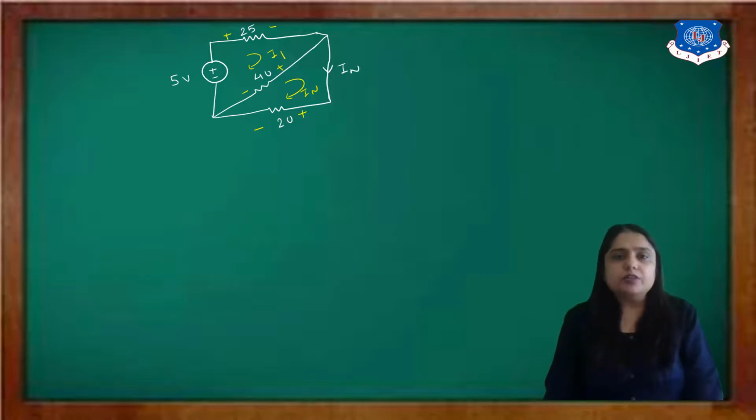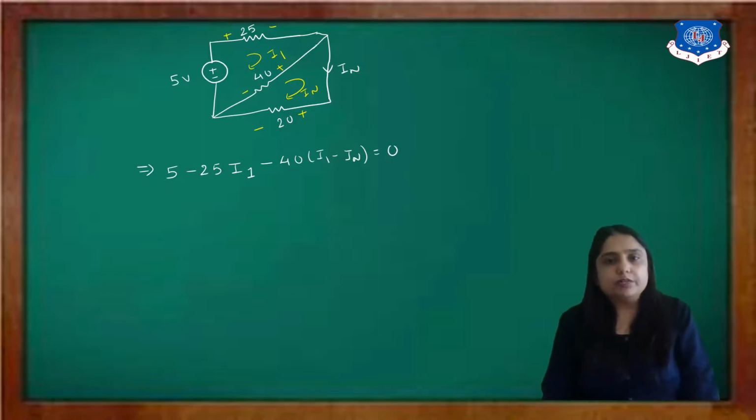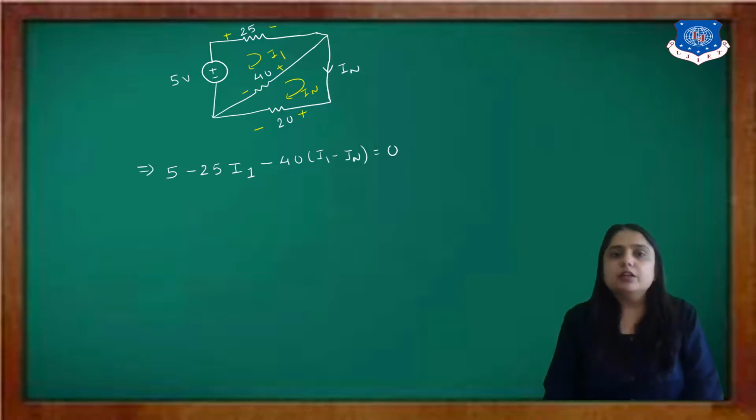Now we will first write the equation for the first loop, that is the I1 loop. So my equation will become 5 minus 25I1 minus 40. I1 is entering from the positive terminal and IN is entering from the negative terminal, so this will become I1 minus IN, that equals 0. And when we solve this, what will we get?